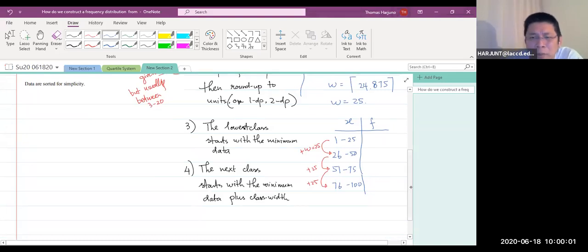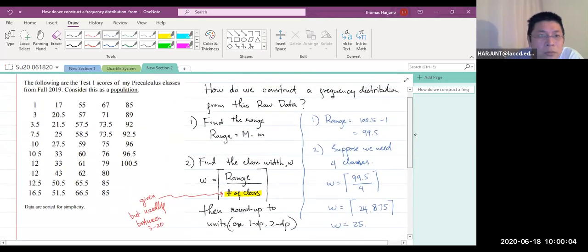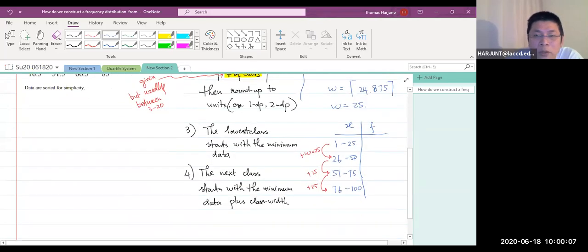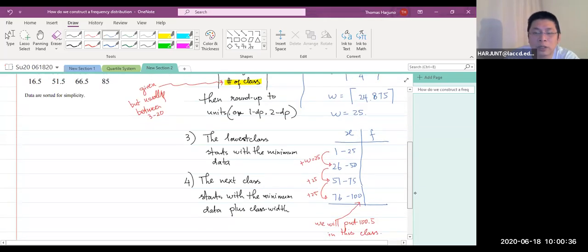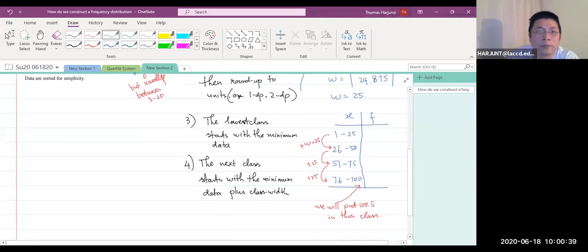Okay, hold on. Did I make a mistake? No, so far no. I need to continue on Monday, or let me just continue right now. We will put 100.5 in this class, but I will explain later on why. Okay, so we get 4 classes now, and then we put the frequency in. Step 5, tally the data.